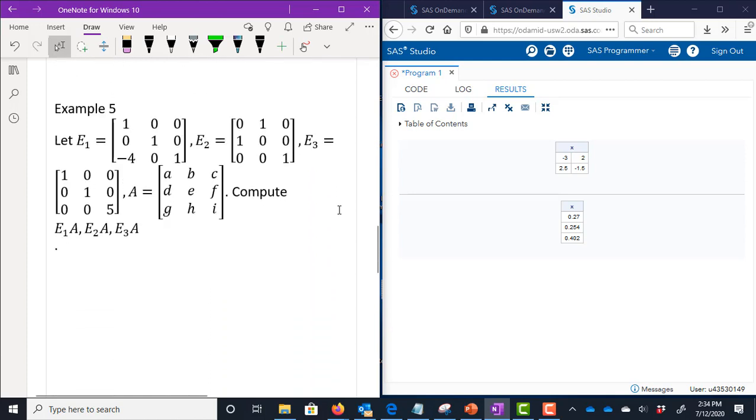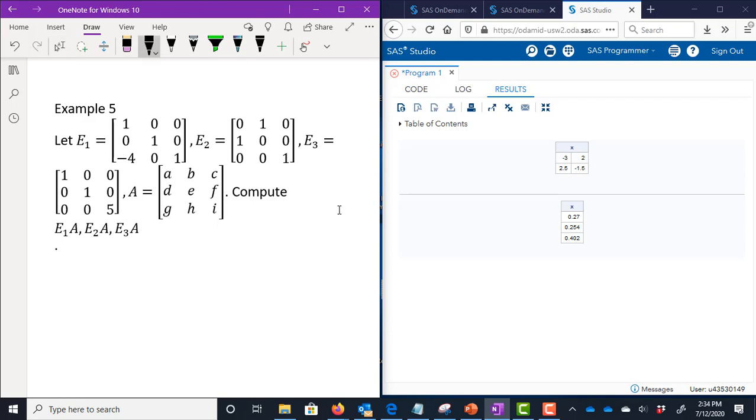For number 5, we have 3 vectors, e sub 1 being 1, 0, 0, 0, 1, 0, -4, 0, 1. E sub 2 of 0, 1, 0, 1, 0, 0, and 0, 0, 1. And then E sub 3 of 1, 0, 1, 0, 0, 0, 1, 0, and 0, 0, 5.